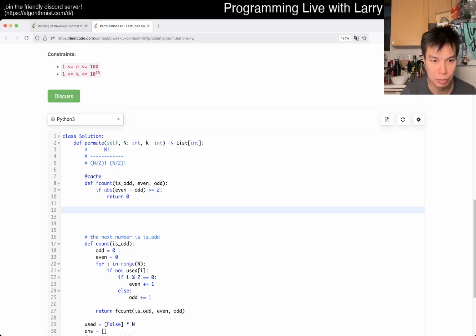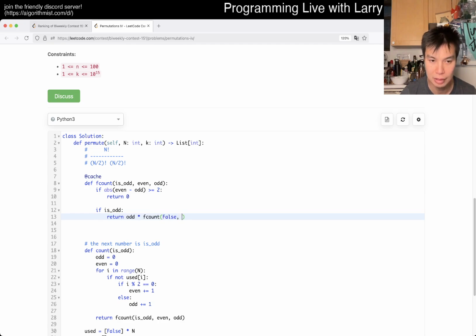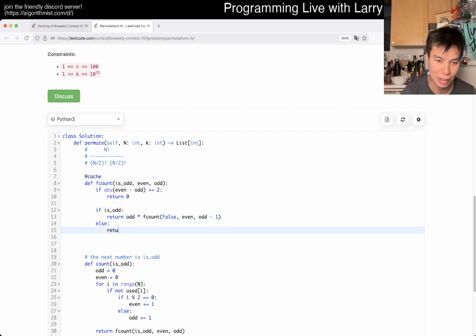All right, so it's just return odd. You can choose any of those odd numbers times f count of not is. Oh wait, I guess it should be if it is odd, then we have to return this. That means I need a base case, so I'm going to do it recursively. So now it's even, odd minus 1. And again, I probably didn't need to write it this way, but that's fine.